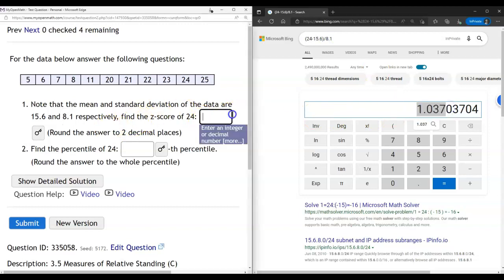Here is my z-score, and I had to round it to two decimal places, so I'm going to round this to 1.04. Alright, now let's find the percentile of 24.